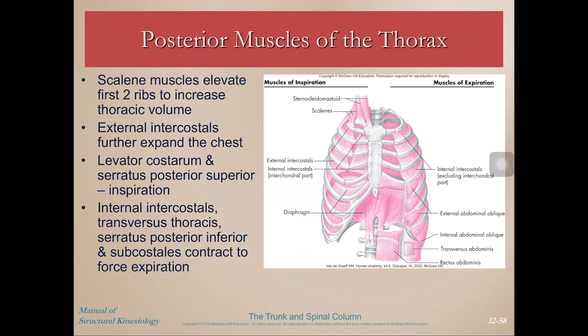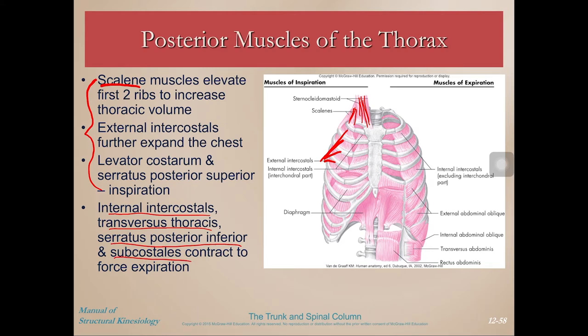So some of those muscles, we have the scalenes. These elevate the first two ribs. You can see them here. Sternocleidomastoid is here above, recall, right here. We have the external intercostals, which also expand the chest. Those are going to be here. Levator costarum and serratus posterior superior. These first ones that I just mentioned are all for inspiration. And then the internal intercostals, transversus thoracis, serratus posterior inferior, and subcostals, these all aid in forced expiration.